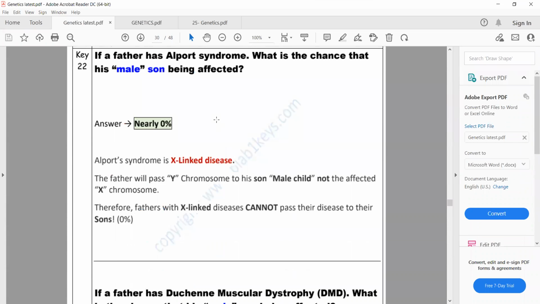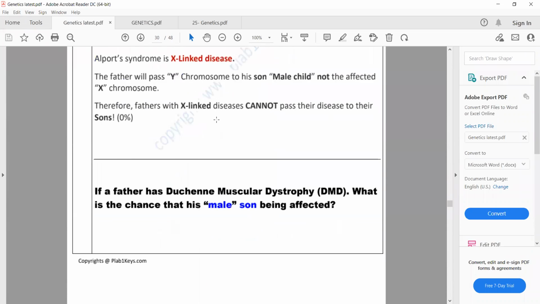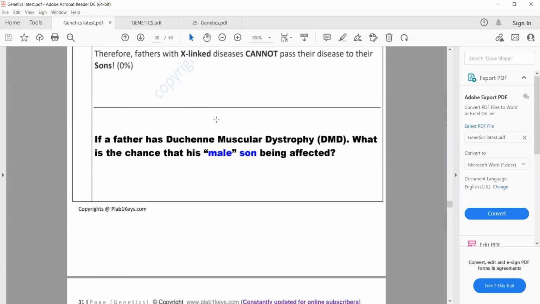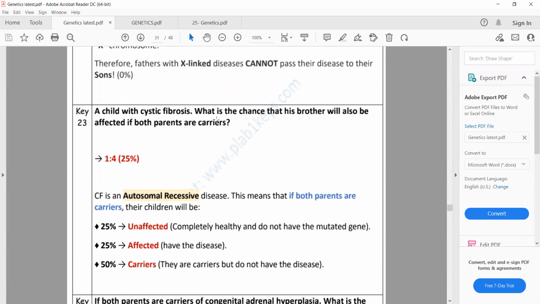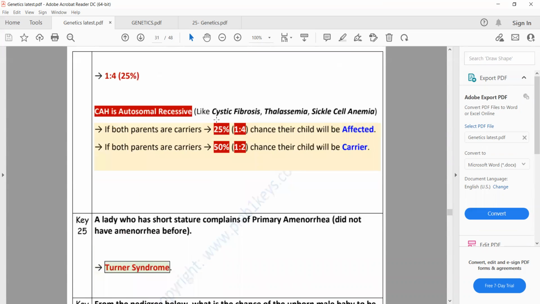Now, the coming keys have only discussed the examples of the scenarios or the diseases or the inheritance patterns that we discussed in the beginning of the lecture. So you can practice them after the lecture.